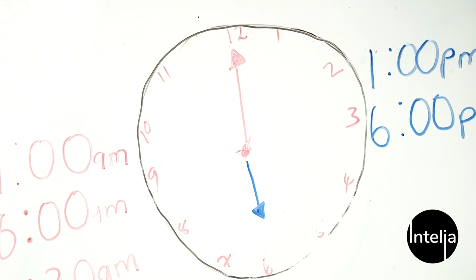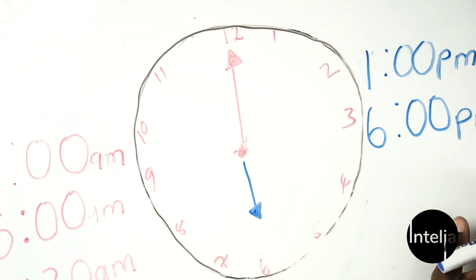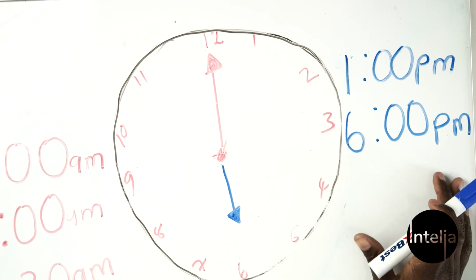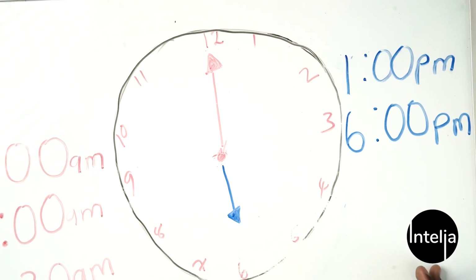If it's in the morning, you always put the AM. If it's in the afternoon, you always put the PM. Don't forget to put the PM like this, and don't forget to put the AM, because that's how you differentiate if it's in the morning or it's in the afternoon.